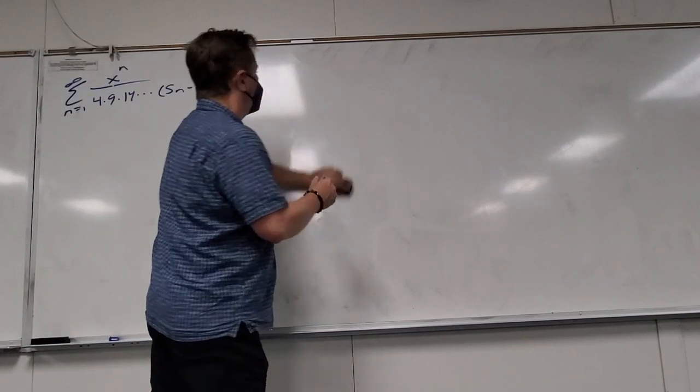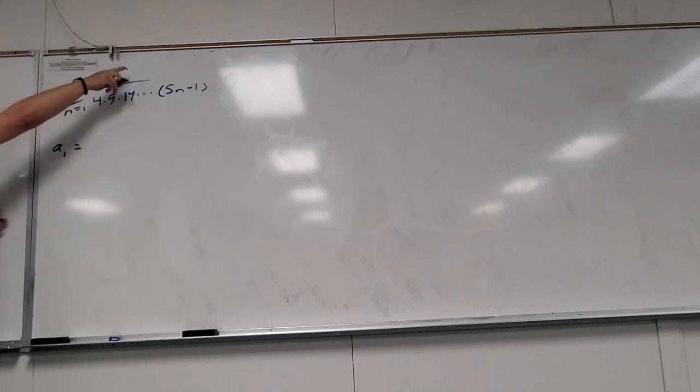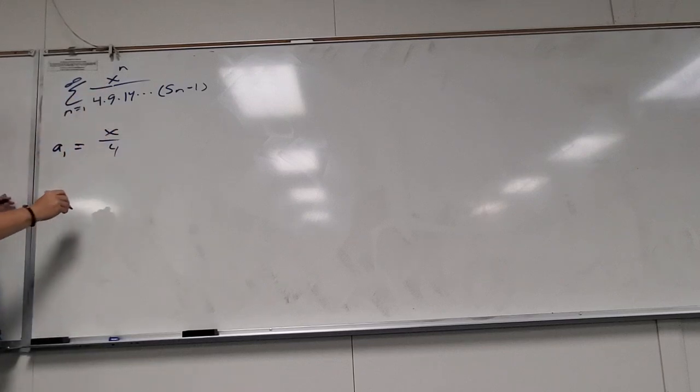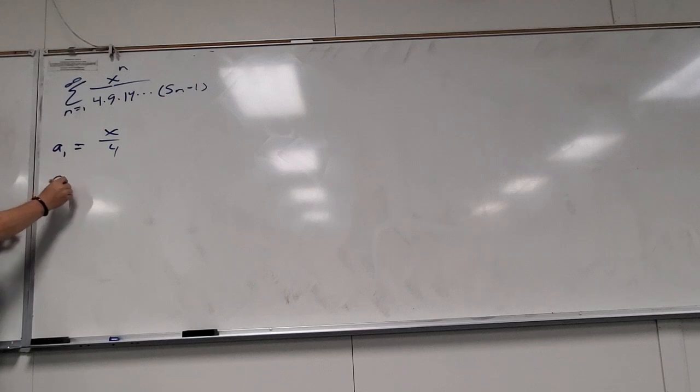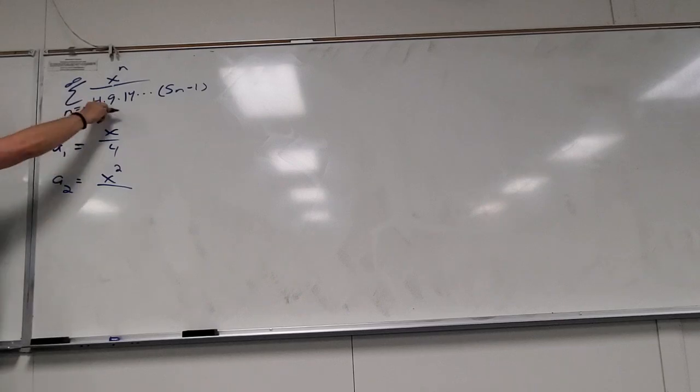Without doing any computations, just plug it in. Can somebody tell me what A1 would be for this sequence? X over 4. X over 4, I love it. Somebody else tell me what A2 would be. X squared over 9? No. X squared over 4 times 9.